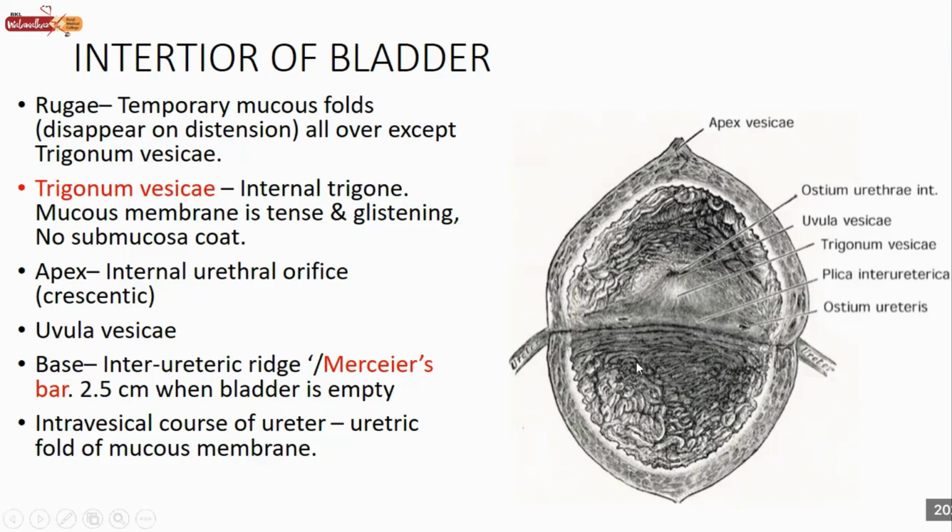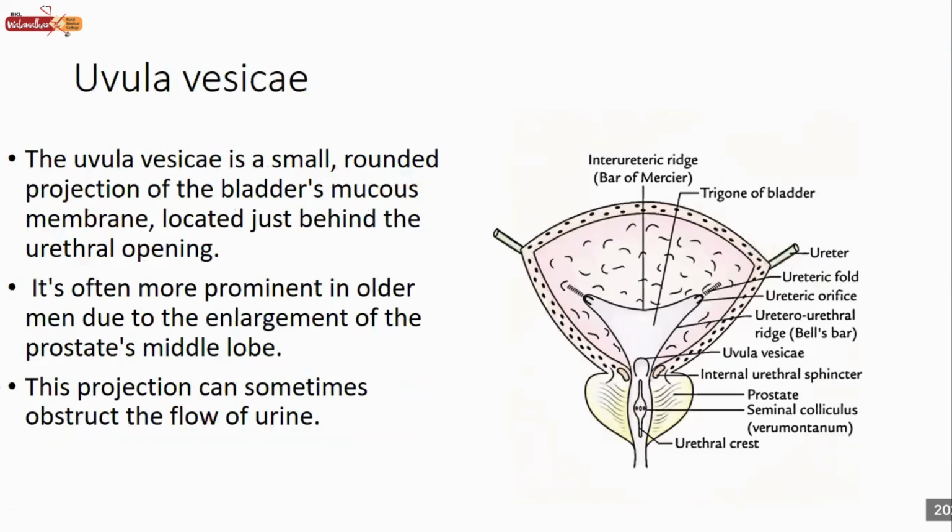Another thing you can see here is the ureter. When it enters the wall of the bladder, it runs obliquely and then opens into the bladder. This is called the intravesical part of the ureter, where you can see the mucous membrane fold.